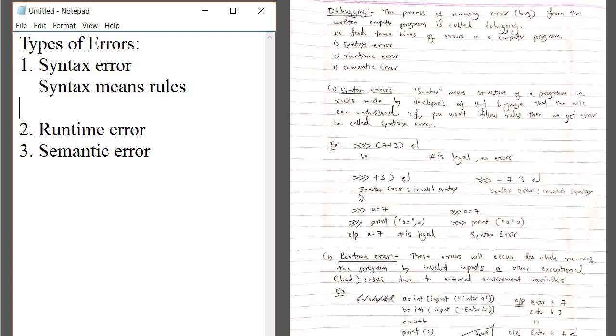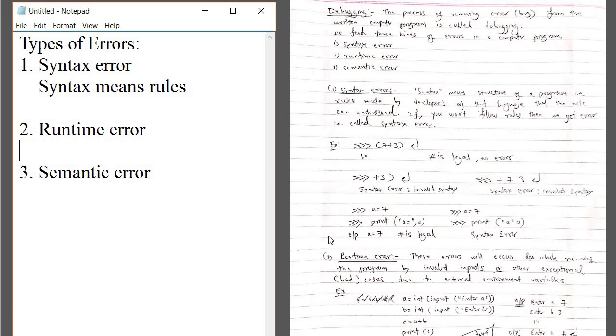Invalid syntax. A equals 7. Okay. A equals 7, print A equals so and so. I am getting the output. This is legal. This is correct. But see here. A equals 7. Print in bracket in double quote A. Here comma is there. Here comma is not there. That's why this is syntax error. In examination, you need to explain what is syntax error. Afterwards, you need to give some examples like this. If you do so, you get very good marks in examination. I think you understood. Next, I explain you about runtime error.